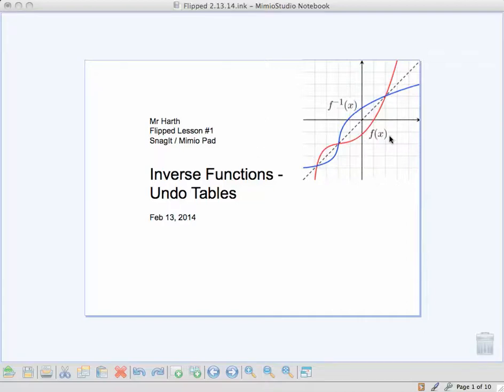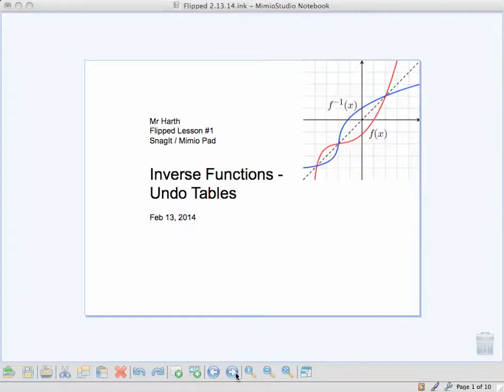Right here we have a diagram showing the graphical representation of an inverse function. If you remember, the graph of inverse functions are mirrors over the equation y equals x, and it's written like this: the original function is f of x or y, and then the inverse function is f to the negative 1 of x or y to the negative 1 of x.